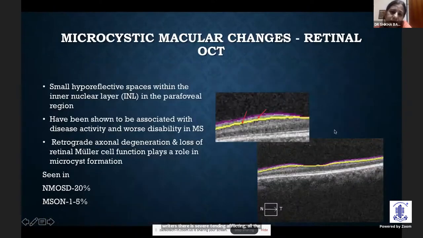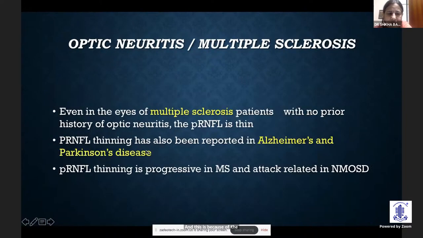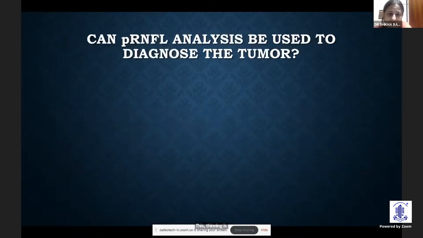In severe cases of optic neuritis, be it NMO spectrum disorder or MS optic neuritis, there can be associated microcystic macular changes. And this is because of the retrograde axonal degeneration and loss of retinal Muller cells. Now, another important thing is that in case of multiple sclerosis, even if the patient has not had an attack of optic neuritis, there will be peripapillary retinal nerve fiber layer thinning, which is very much similar to that of Alzheimer's and Parkinson's, all the degenerative brain diseases. But in case of NMO spectrum disorder, this thinning is attack related, not progressive like multiple sclerosis.